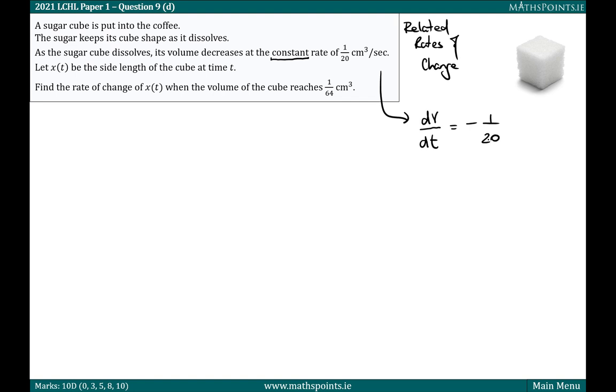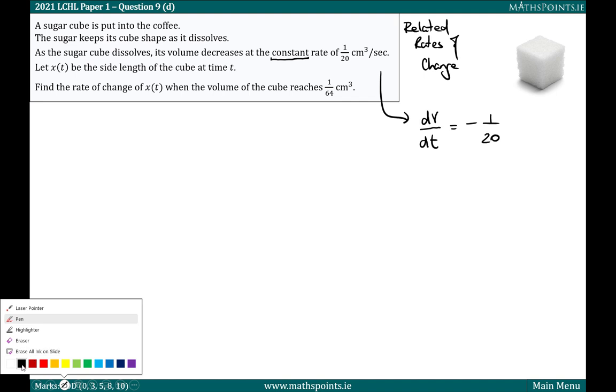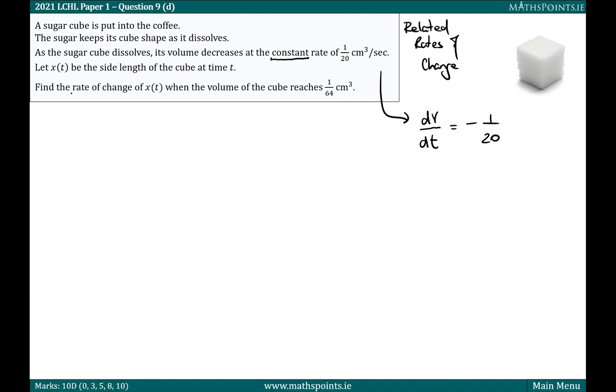We'll always be given some concrete information, a number in the question about how something is changing, like the volume is changing or a radius is changing. So that's the piece of information we're given. The next thing we're going to do is look for the question. The question is, what's the rate of change of x of t? Now, x is the side length. So they're asking, what's the rate of change of the side length?